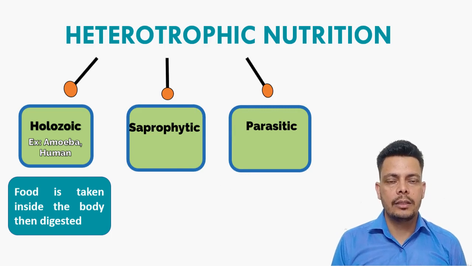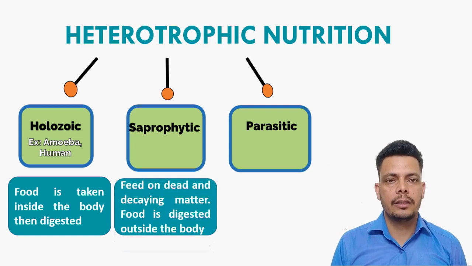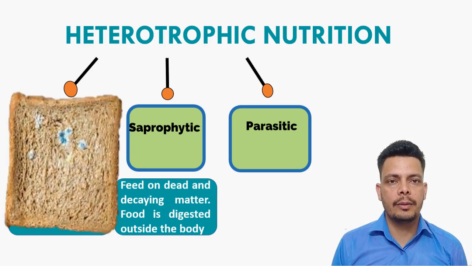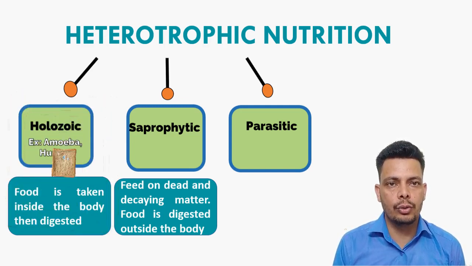The second part is saprophytic mode of nutrition. In this, the organism feeds on dead and decaying material. As you have seen, if you keep a bread in a moist medium for 2 or 3 days, bread mold will grow on it. So if any organism grows on dead and decaying material, we call it a saprophyte, and the mode is known as saprophytic mode of nutrition.